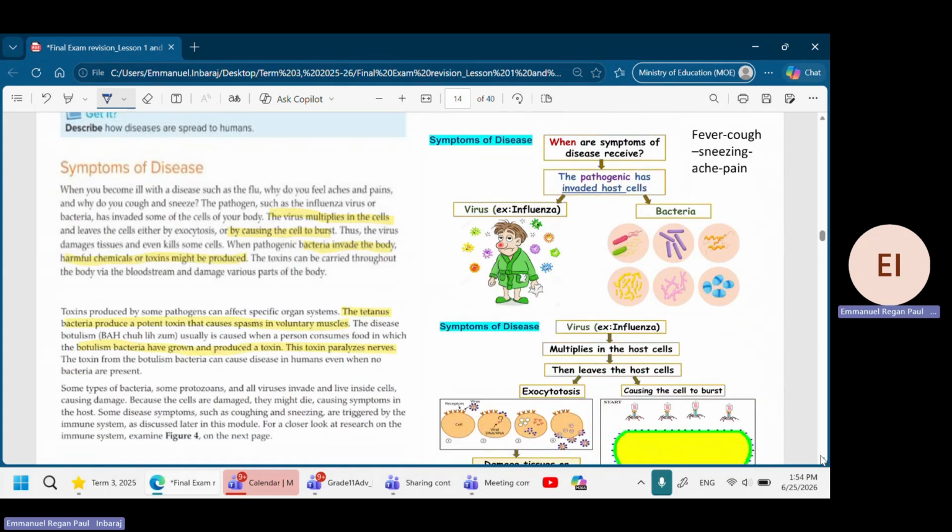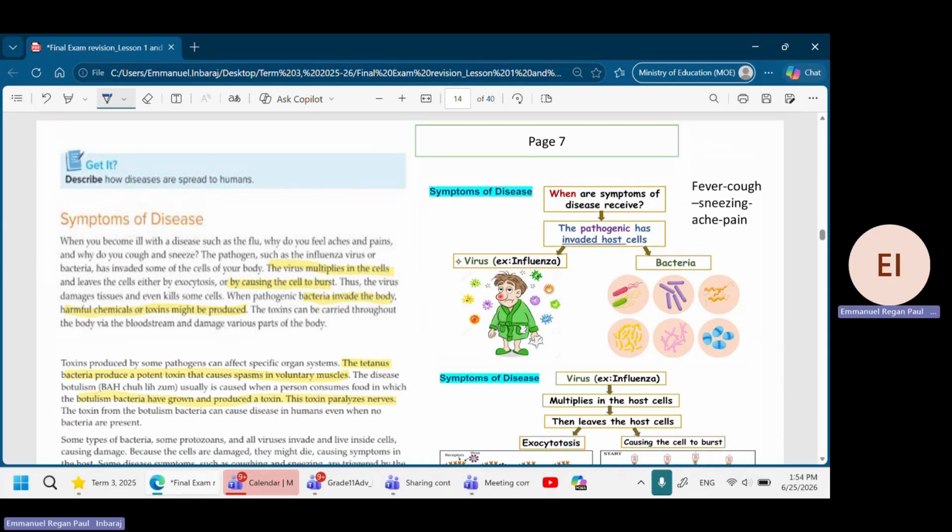Now let's move on to the next page. This is page number 7. I want you to turn to page number 7, and you have one question from here. So let's see what that question is.